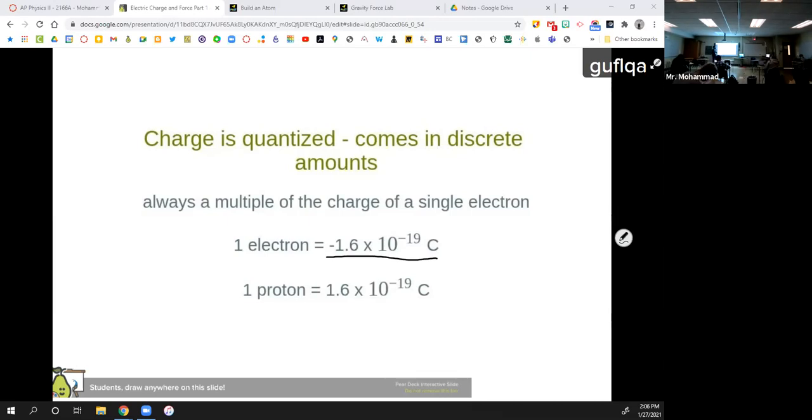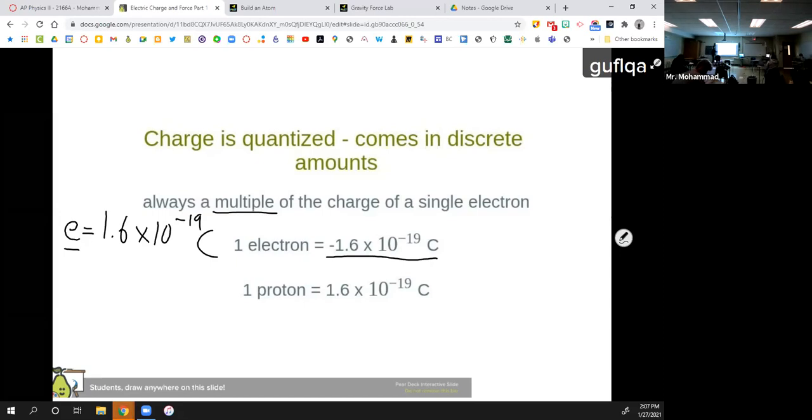So there's this idea that charge is quantized. That just means you can't just have a random amount of charge. It has to be a multiple of this thing called the elemental charge. So the elemental charge is sometimes given the letter E, and it's 1.6 times 10 to the negative 19 coulomb. So anything that has a charge is a multiple of that number.